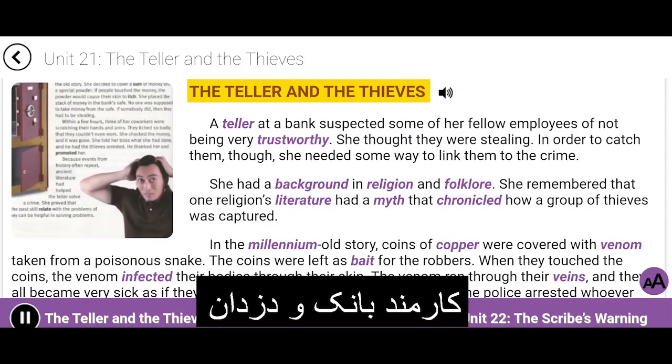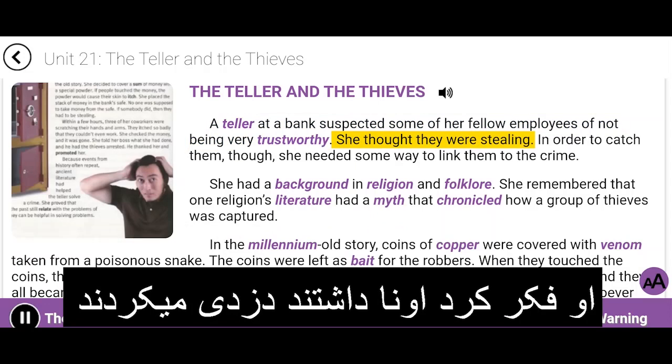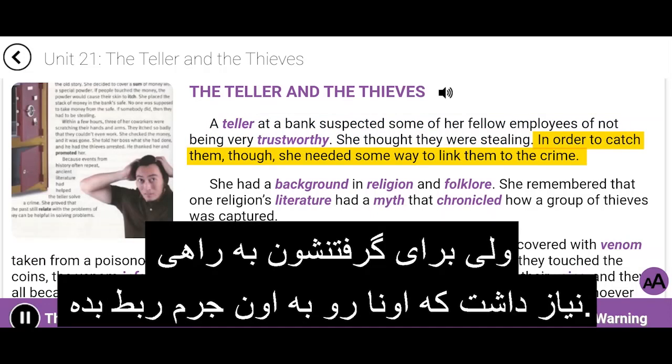The teller and the thieves. A teller at a bank suspected some of her fellow employees of not being very trustworthy. She thought they were stealing. In order to catch them, though, she needed some way to link them to the crime.